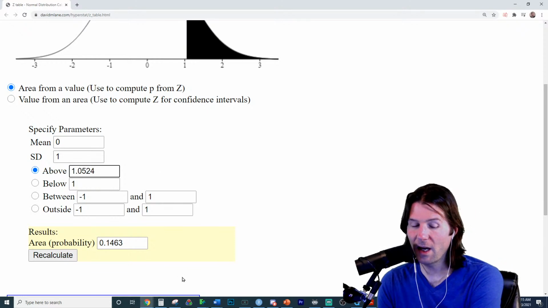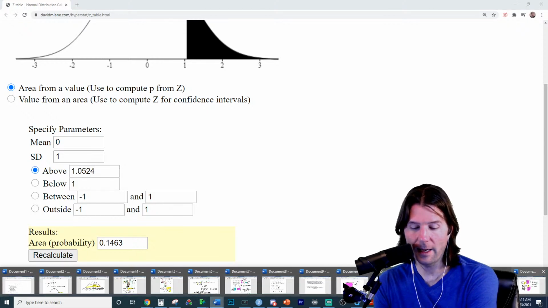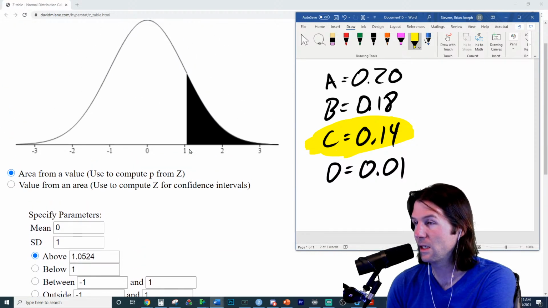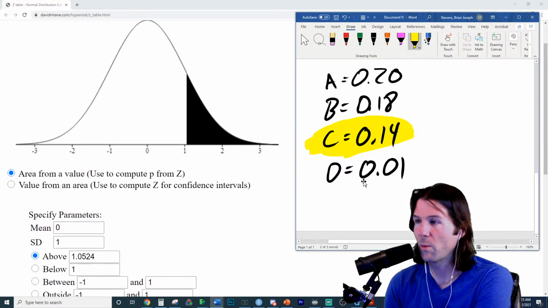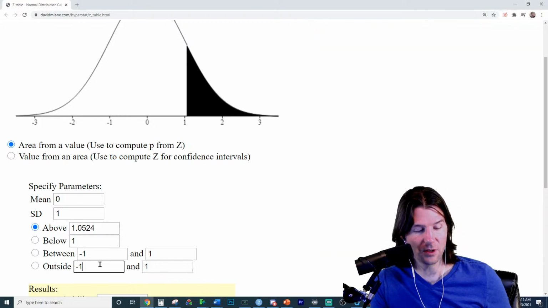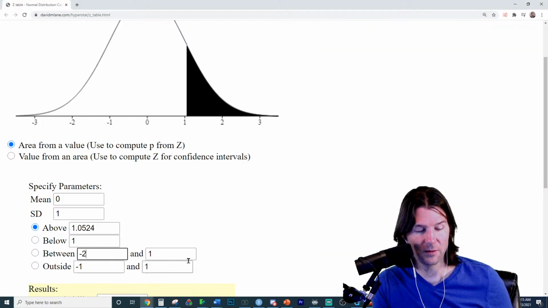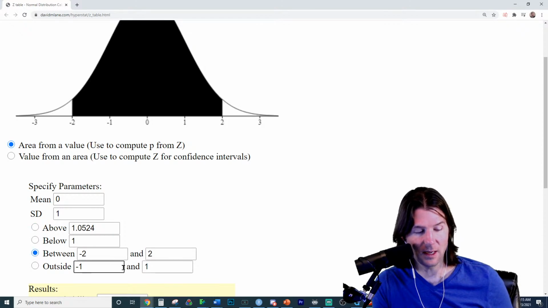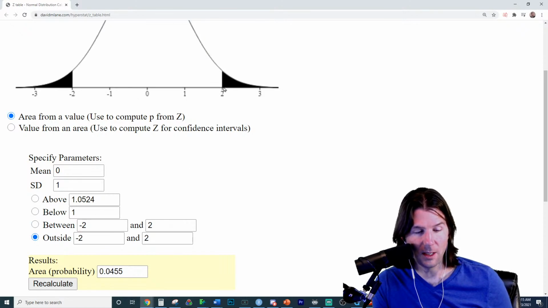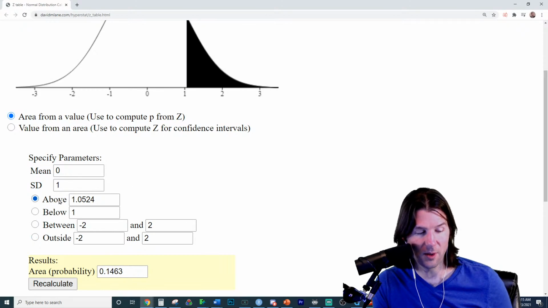So when you look at the possible answers I put on the screen, it has to be less than 16. So the only answer that worked for less than 16 was 14%. And you say, well, what about 1%? Well, above 2, if you know between 2 and -2, there'll be 95%. And so if 95% is inside, then 2.5 is on either side. So above is 2.5. Now, if you notice, these numbers are not exact.